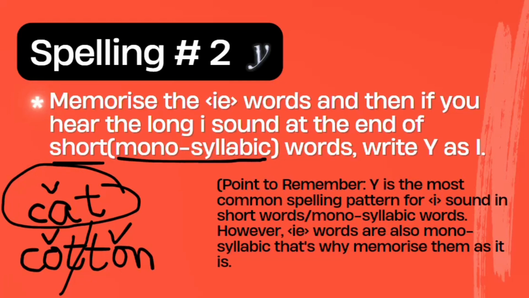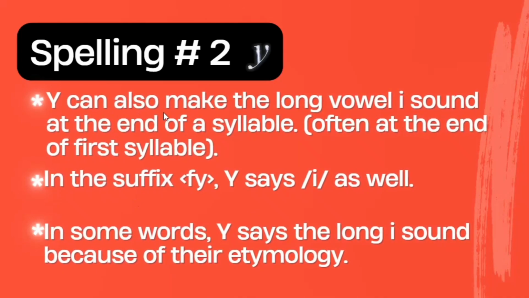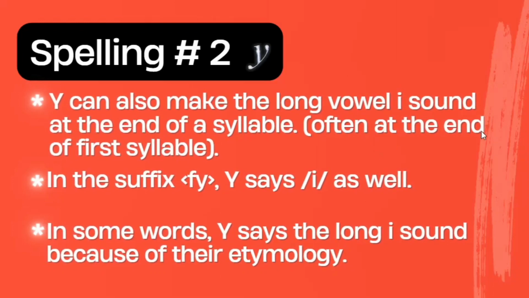I'll be sharing with you some examples, but let's see some other patterns of words in which Y says the I sound. Y can also make the long vowel I sound at the end of a syllable, often at the end of the first syllable. Remember this as well: in the suffix fy, Y says I as well. And the last point to remember is that in some words, Y says the long I sound just because of their etymology. We have some history evidence with those words. That's why Y says I in them. Otherwise, they don't follow any specific rules.